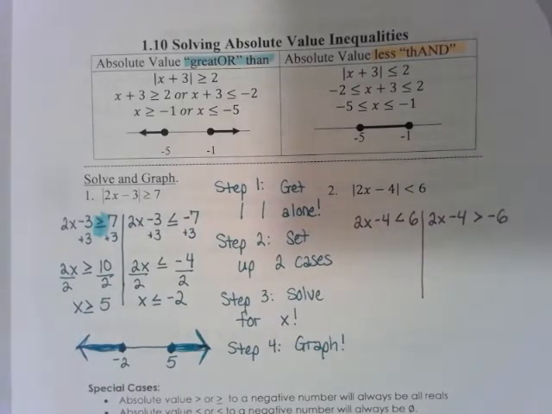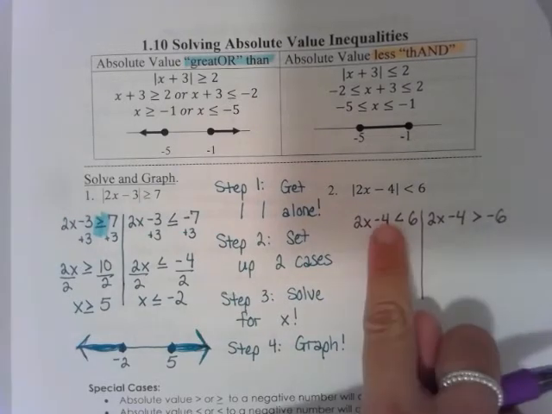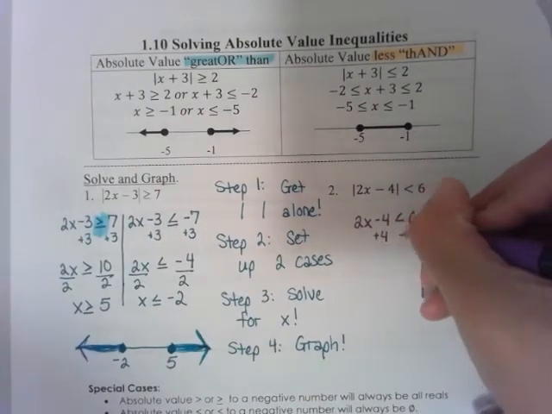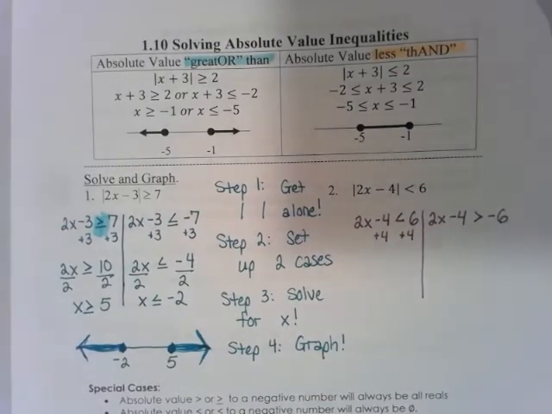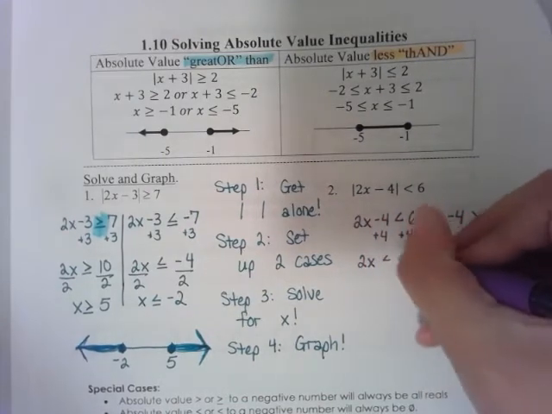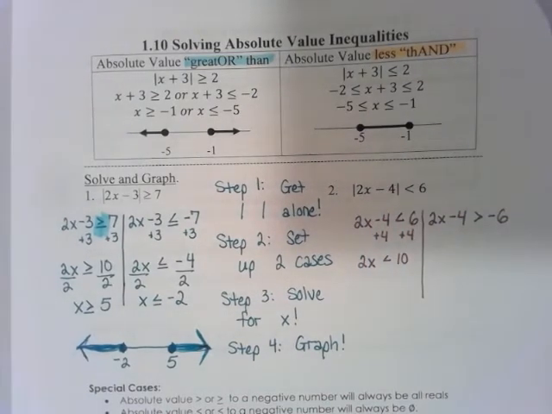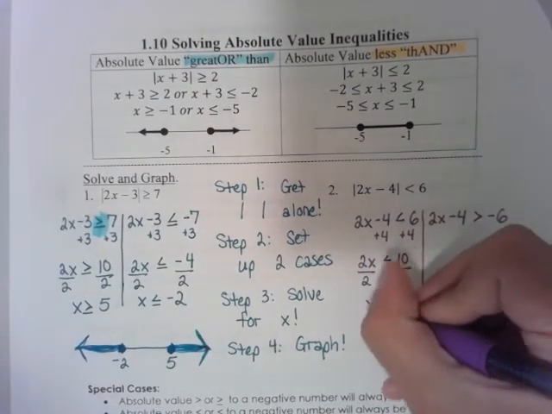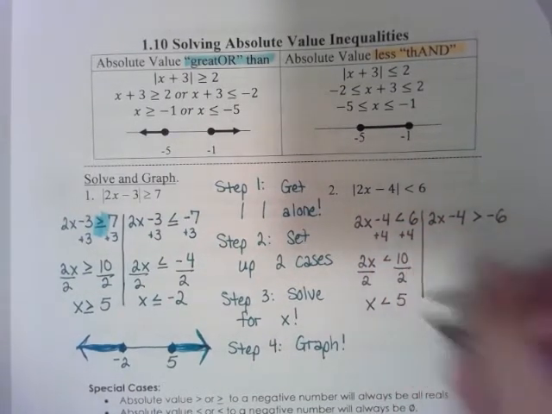Technically, we flip the sign whenever we solve an absolute value in an equation. We just don't know it because an equals mark looks the same forwards as backwards. Once I have my 2 cases set up, I'm going to go ahead and solve each equation. So I added 4 to each side, which gives me 2x is less than 10. And to get the x by itself, I'm going to divide by 2. So x is less than 5.